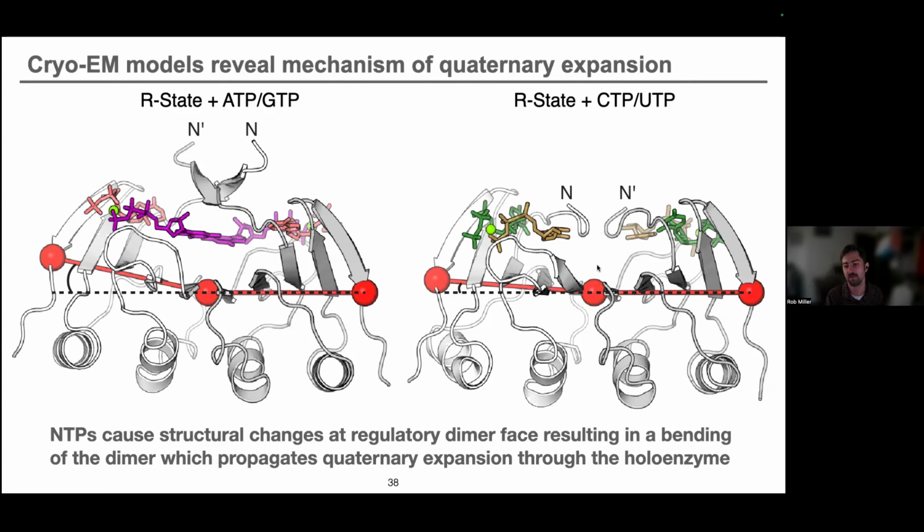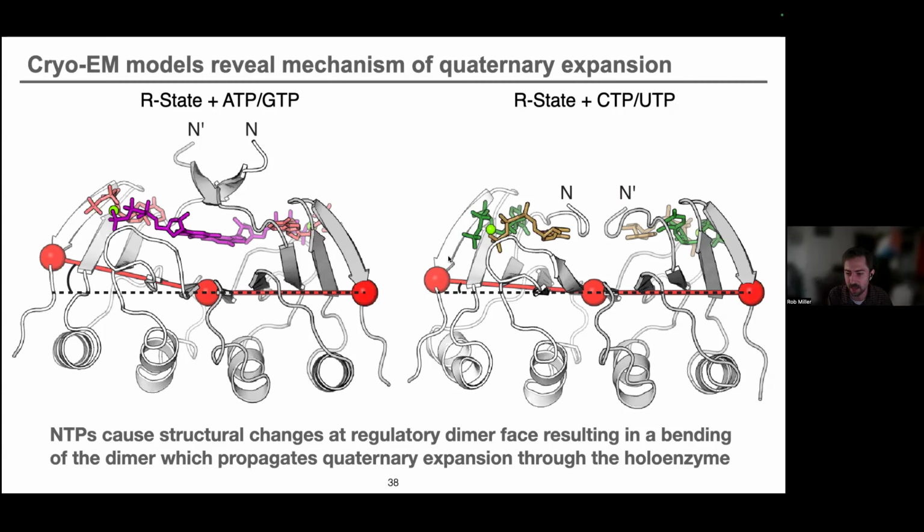We saw in the case of pyrimidines, due to an N-terminal tail interaction conserved across a regulatory monomer, driven by the identity of these nucleotides, that the face of this regulatory dimer was essentially flat. In contrast, in the case of our purines, in this case ATP and GTP, once again driven by the identity of these nucleotides, there is this conserved domain swap N-terminal tail interaction that causes a bending at the face of the regulatory domain.